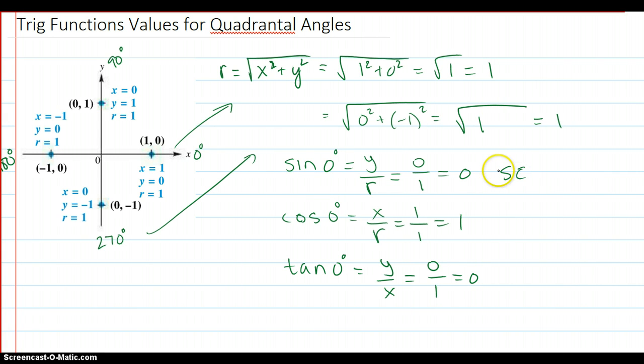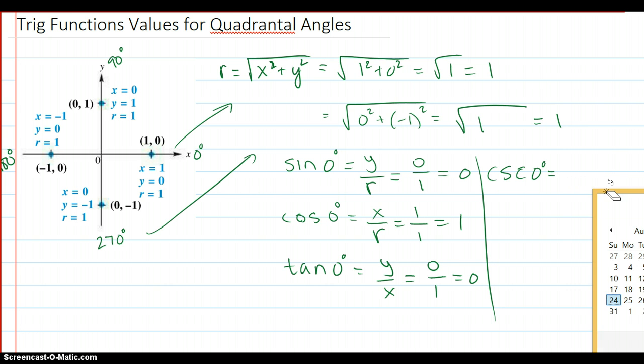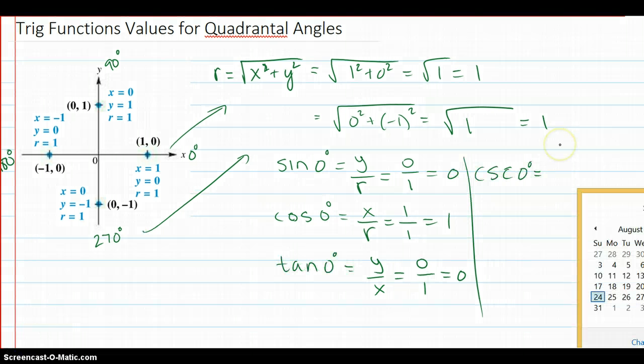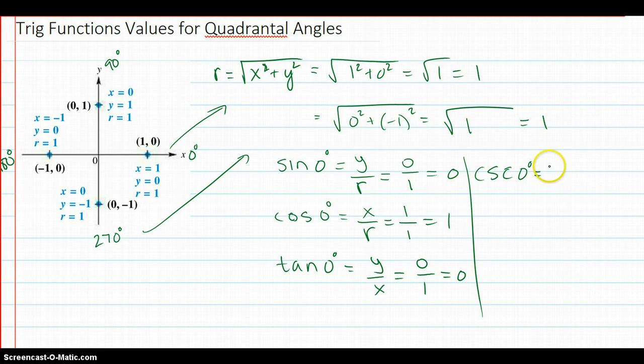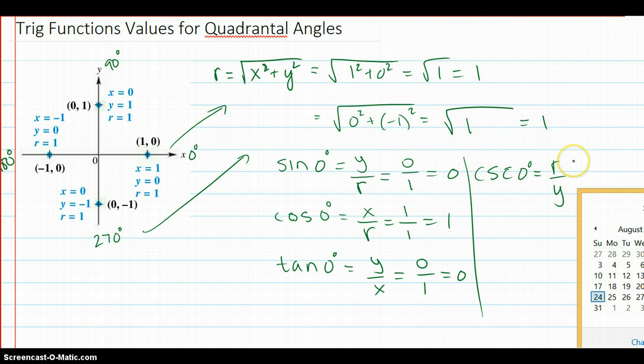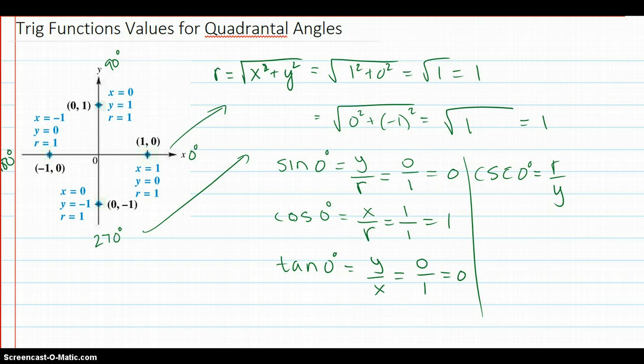What about the 3 reciprocal definitions? Cosecant of 0 degrees. Let's go r over y. That's the real definition. So we have here a 1 over 0. That is undefined. There is no value for that.